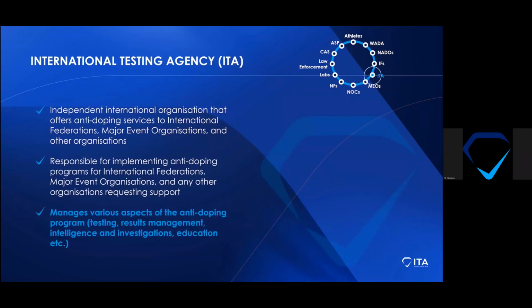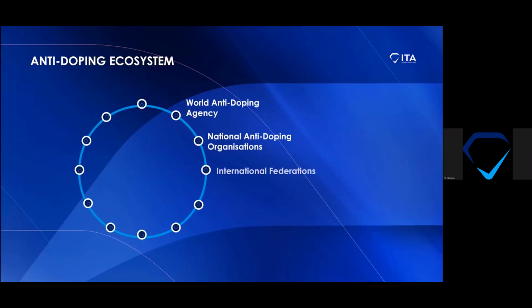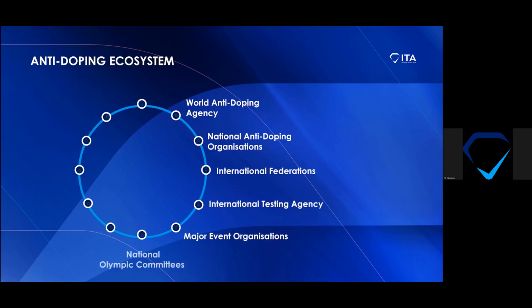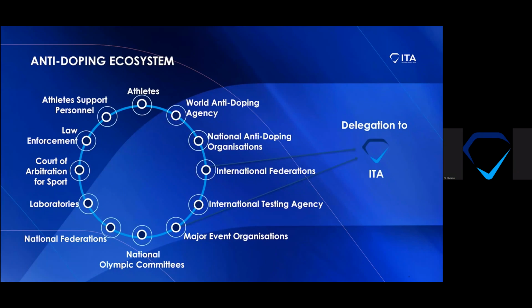This means that the ITA manages the entire life cycle of the anti-doping program, from testing to prosecution to education, science, therapeutic use exemptions, and so on and so forth. So where does the ITA fit in the stakeholder maps that we have seen earlier? As we can see now, the ITA is an external party to whom, as we just said, international federations or major event organizers can delegate their program. So that's how it fits in the anti-doping ecosystem.